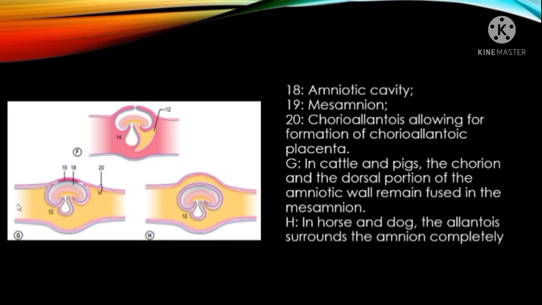In cattle and pigs, the allantois does not completely surround the amnion. Rather, there is a part where it is not found, this part. However, in horses and dogs, the allantois surrounds the amnion completely.